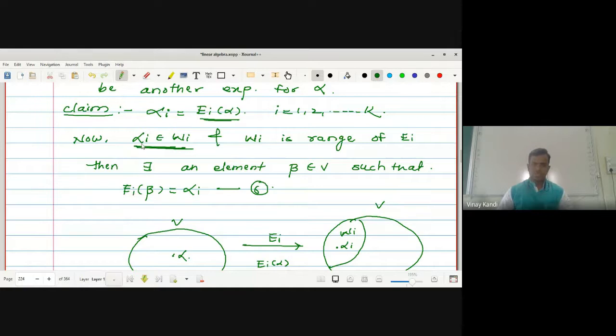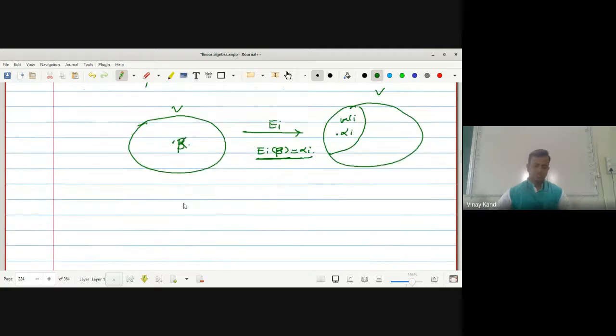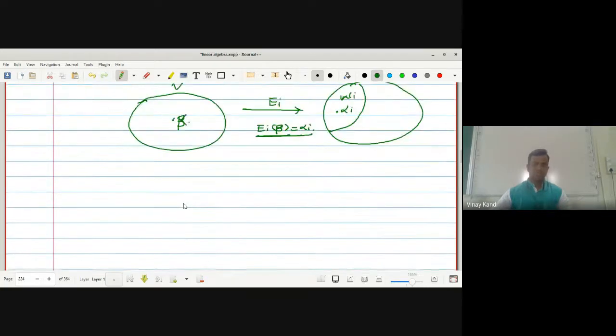This alpha I belongs to W I and W I is the range of E I, then there exists an element beta belongs to V. Okay, here I did not take alpha, I took beta belongs to V such that E I of beta is equal to alpha I. Correct? Yes, sir. If alpha I is in W I then an element exists in V which is equal to beta. Okay, suppose this is equation number 6.